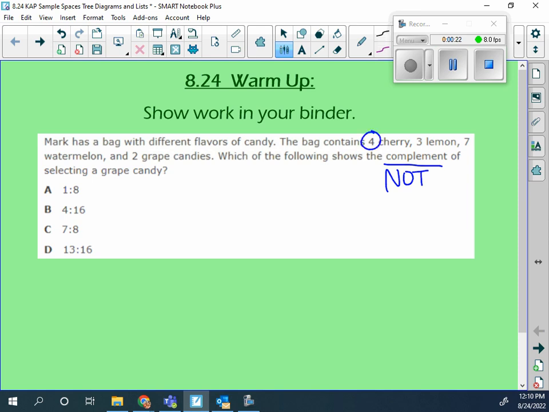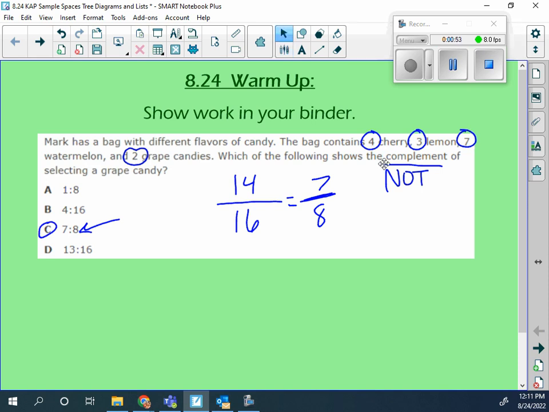So first we need what? Everything, which is 16. And then how many of them were not grape? 14. Oh, but I look and that answer's not there. How come? I can simplify it by dividing by 2, but then even 7/8, there's not one that looks like that, right? Because this means lots of things. That is a fraction. It also could mean to divide. It also could be written as a ratio, right? All those things are good. Okay. Any questions about that?